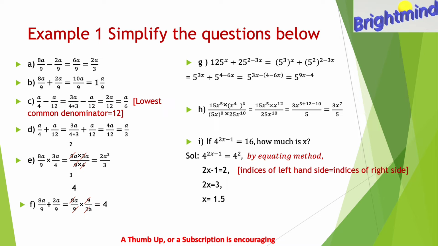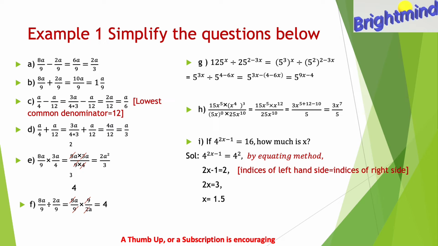F. 8a over 9 divide 2a over 9. To divide a fraction, we need to multiply by the reciprocal. So I write 8a over 9 multiplying 9 over 2a. 9 cancelled. And because 2 going to 8 4 times, I write 4 on top of 8. And a in the numerator and denominator is cancelled. So the final result is 4.